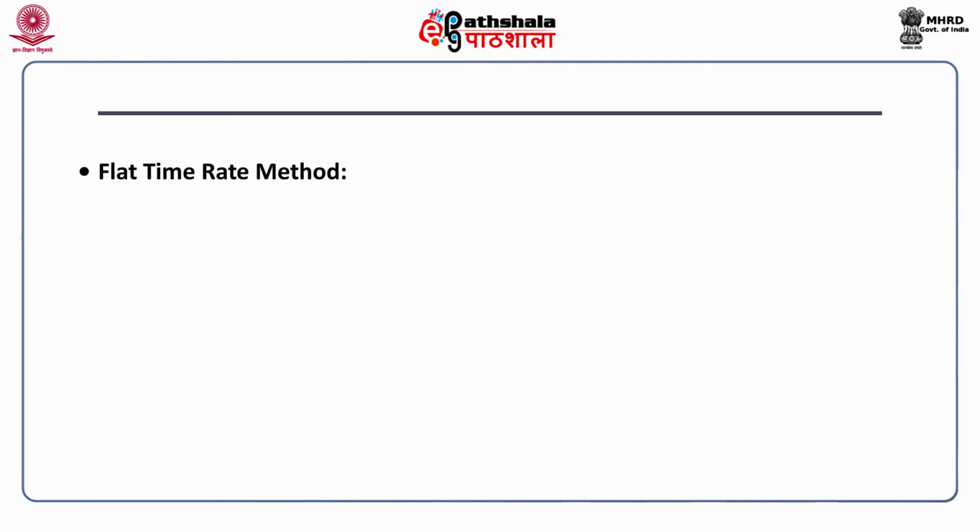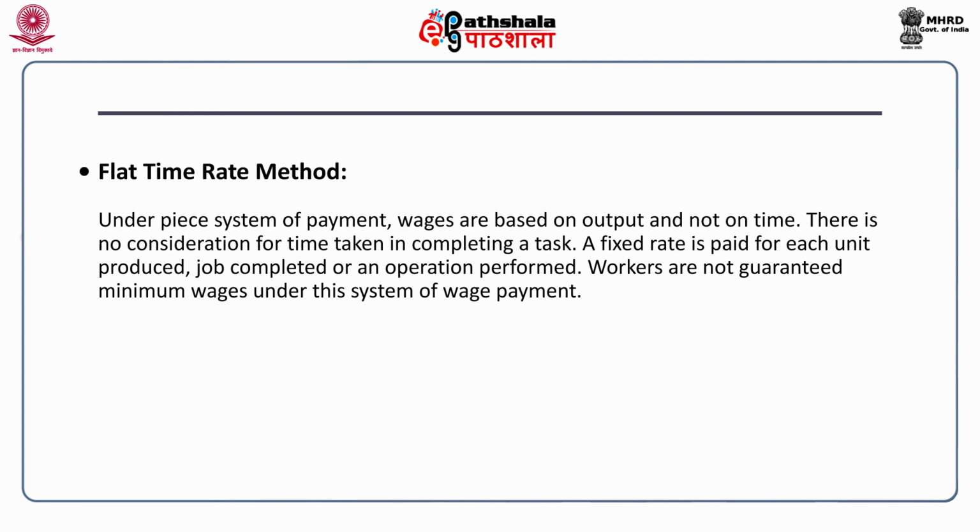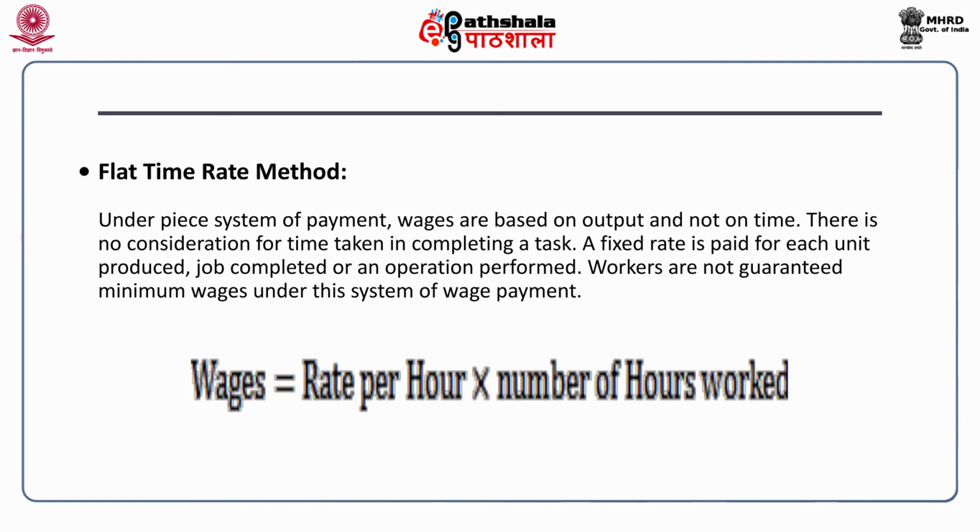Flat time rate method. Under the piece system of payment, wages are based on output and not on time. There is no consideration for time taken in completing a task. A fixed rate is paid for each unit produced, job completed, or operation performed. Workers are not guaranteed minimum wages under this system of wage payment. A standard rate is fixed per unit of production, and wages are calculated by multiplying the units produced by the worker and the standard rate per unit.